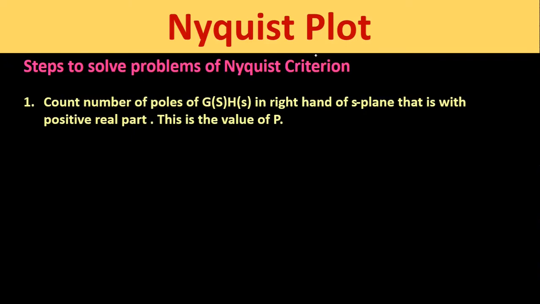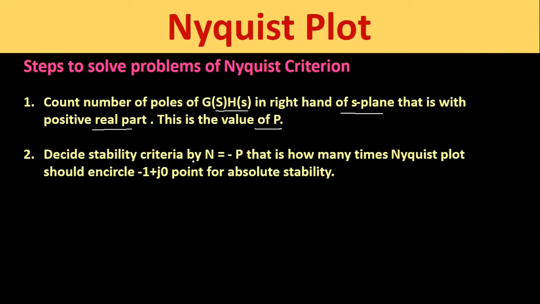First step is we have to count the number of poles of G(s)H(s) which are in the right half of the s-plane, that is with the positive real part. This gives the value of P. Then we have to decide the stability criteria by using this formula N equal to minus P, that is how many times the Nyquist plot should encircle this point minus 1 plus j0 for absolute stability.